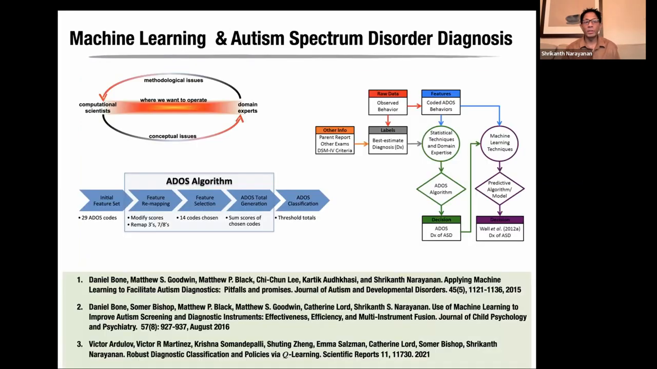So this is one possibility. In fact, we can take machine learning further. The current status in these domains is they have either surveys or reports based on interviews with caregivers like parents, or clinical observations, and they have these large instruments. Basically, the sensing and processing is done by a clinical expert.